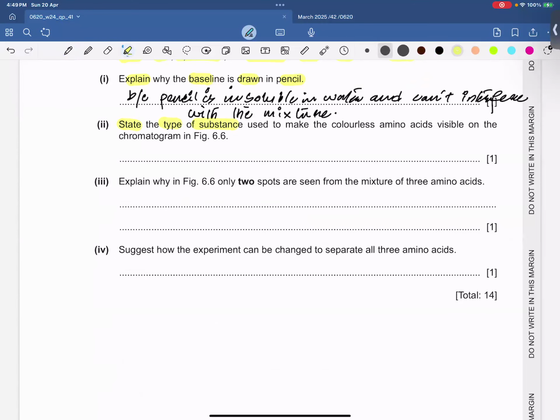State the type of substance used to make colorless amino acids visible on the chromatogram. In order to visualize the amino acids, I'm going to use a locating agent, and that locating agent is called ninhydrin spray. So apply ninhydrin spray as a locating agent.